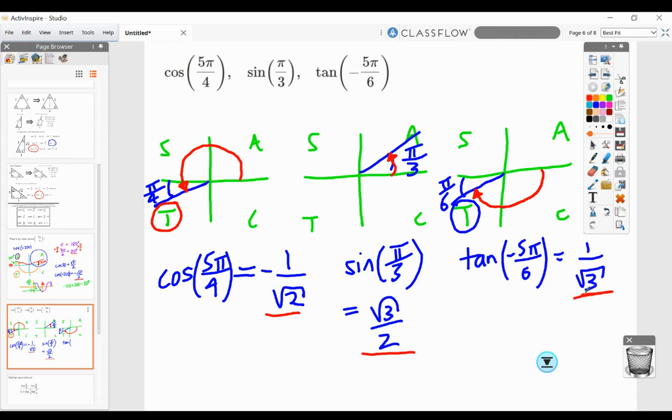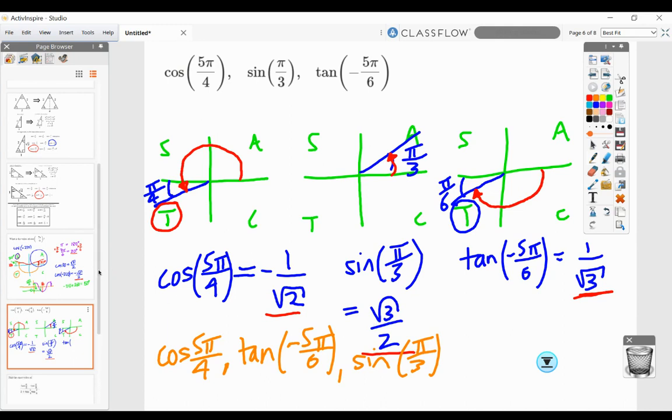So then, to put them in order from, let's say, smallest to biggest, I can't actually remember what the question is. So it'd be cos 5 pi over 4, the only negative number, followed by tan minus 5 pi over 6, followed by sine pi over 3, which would be the biggest number of those three.